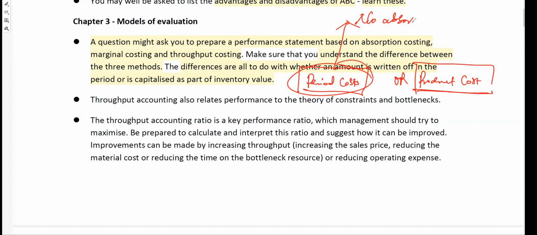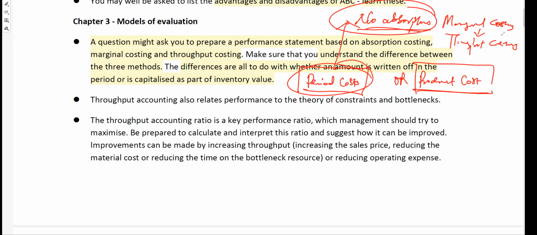So it means that all fixed costs are treated the way we treat expenses, right? We just write them off. So no absorption. And mostly the only one where there's no absorption is marginal costing, right? Marginal costing, no absorption. Marginal costing's mirror image is the modern one, which we call throughput accounting, or throughput costing. So we are going to learn all these, right? Now, throughput accounting also relates to performance, to the theory of constraints and bottlenecks, right? And we'll look at a key performance ratio. And even the theory of constraints, we'll understand when there's shortage of production, maybe shortage of machine hours, shortage of labor hours. I'll give you a quick trick which you can use.